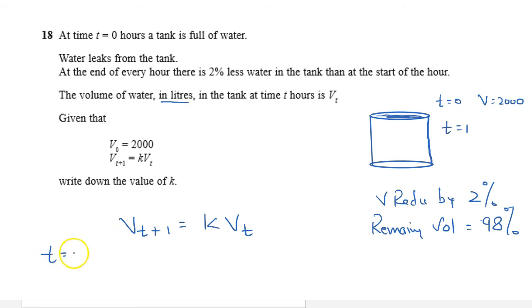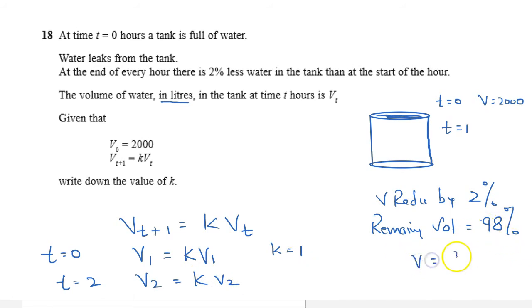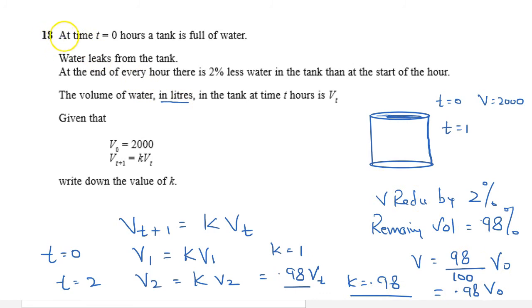Now at t is equal to 0, V1 is equal to kV0. So at t is equal to 2, V2 is equal to kV1. Now the volume will be 98 percent of V0, so it's 0.98 V0. So K is equal to 0.98, which is the volume remaining.